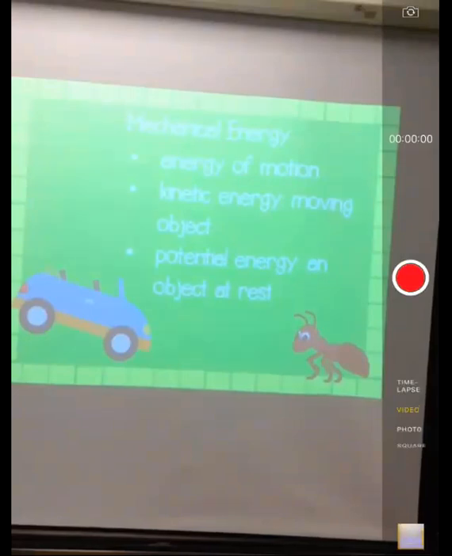Potential energy is an object at rest. So they're saying there's two parts to mechanical energy. When we talk about potential energy, think about that roller coaster at the very top of the track, right? It has the potential to go. And once it starts turning the hill and going down, now all of a sudden it has kinetic energy. It's an object that has the potential to be moving. It does say an object at rest is what it says.